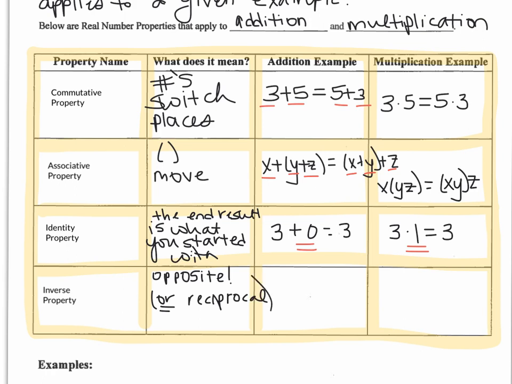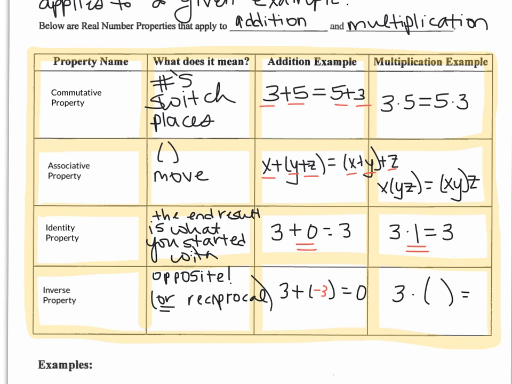So, if I start with 3, 3 plus the opposite of 3. What's the opposite of 3? Negative 3. So 3 plus negative 3. What's 3 plus negative 3? 0. And then 3 times something is going to equal something. So with adding, I think the opposite of 3 is negative 3. The opposite of 5 is negative 5. The opposite of negative 7 is positive 7. That's with the addition. I think of the opposite.